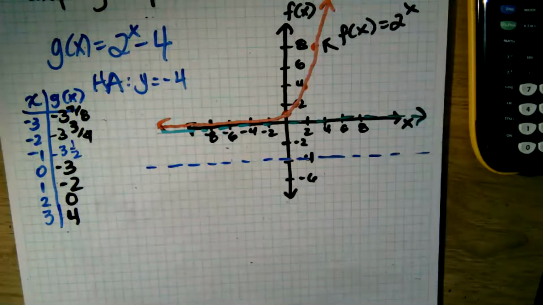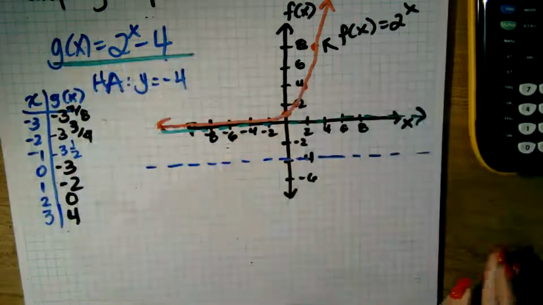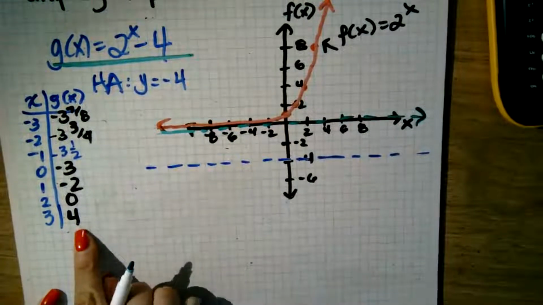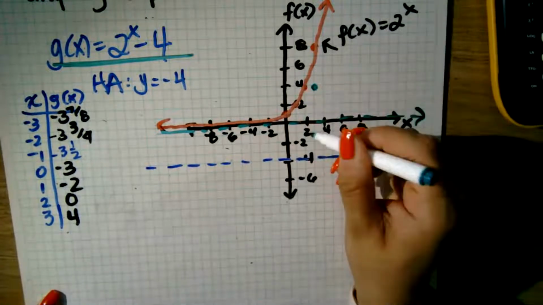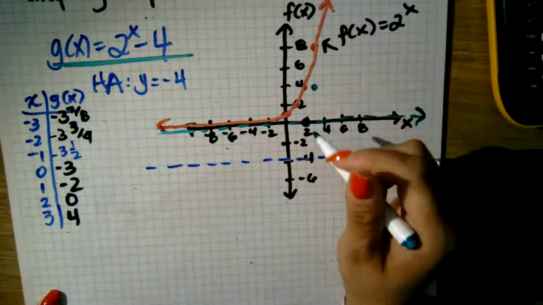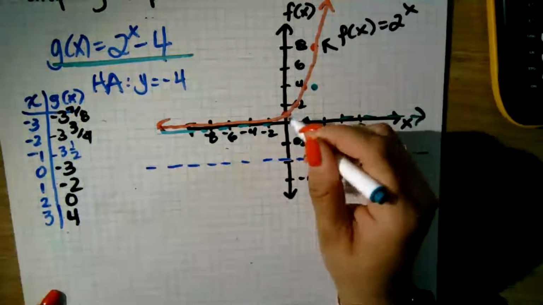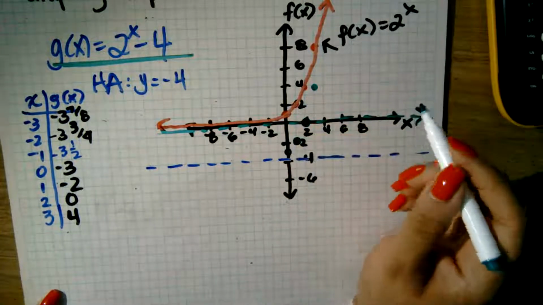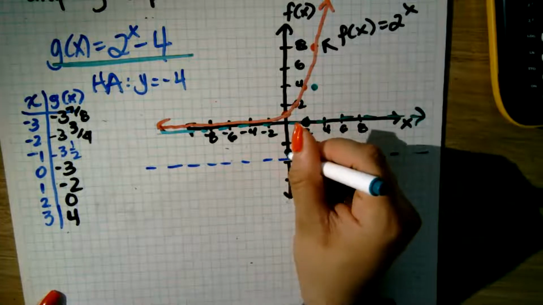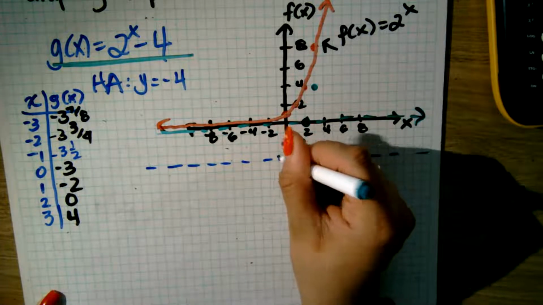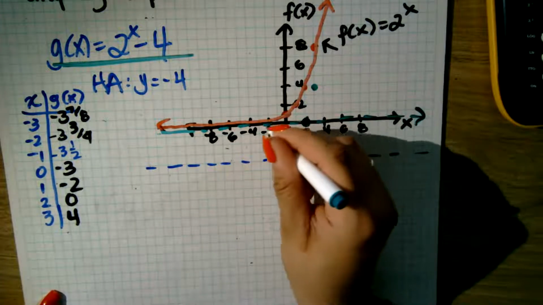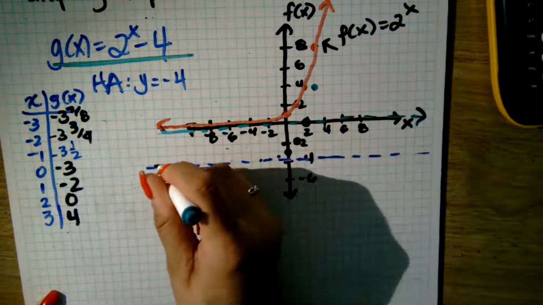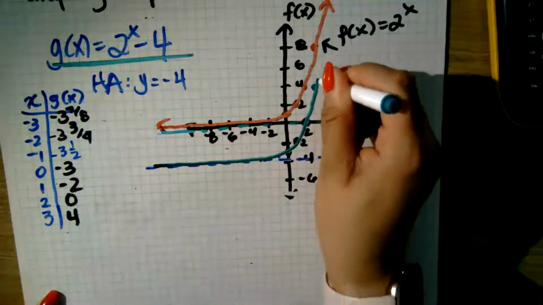I'm going to graph that guy in green. Let's see what we get. 3 corresponds to 4. 2 corresponds to 0. 1 corresponds to negative 2. 0 corresponds to negative 3. Negative 1 corresponds to negative 3.5. Negative 2 corresponds to negative 3 3/4. Negative 3 corresponds to negative 3 7/8. So here it is.